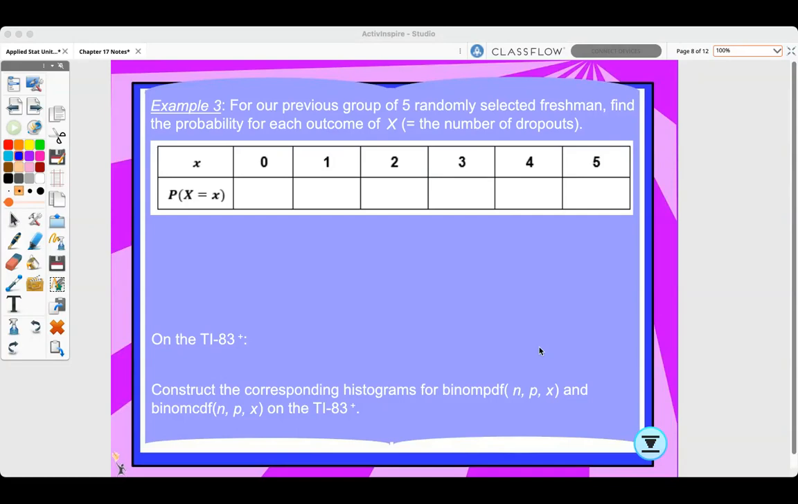Let's look at example 3. For our previous group of 5 randomly selected freshmen, find the probability for each outcome. X equals the number of dropouts. So the probability that X equals 0 dropouts would be the probability of X equals 0, which equals 5 choose 0. So this would be 0.1 to the 0 times 0.9 to the 5th. And when you put that in your calculator, you would get 0.5904.